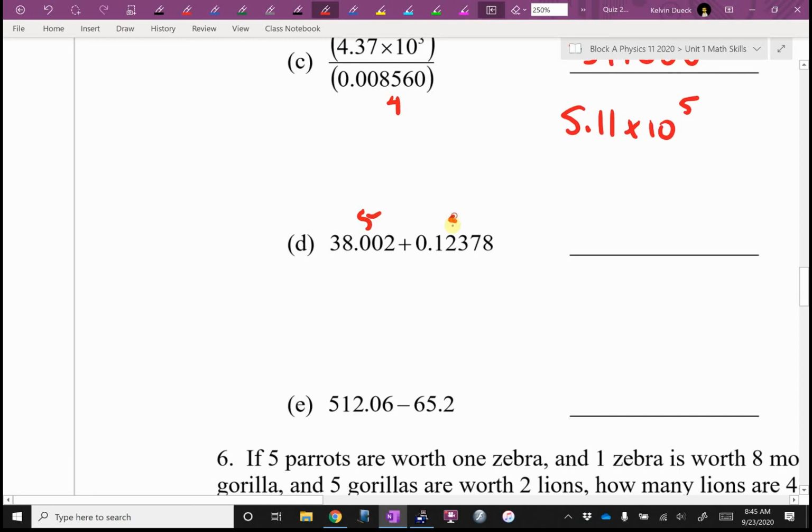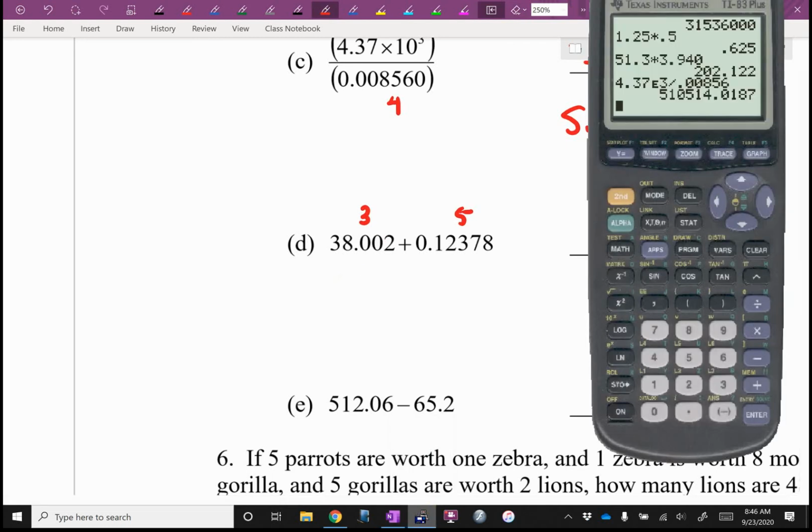5 sig figs. No. We're adding and subtracting. Deegan, do I count sig figs? No. Decimal places. 3 decimal places. By the way, what if I had given you just that? How many decimal places would you go to? None. What if I had given you that? How many decimal places would you go to? Sort of minus what, like to the tens place and then stop. Don't know if I gave you one of those on the quest or not. Anyways, 3 decimal places, 5 decimal places. I'm going to round to 3 decimal places.